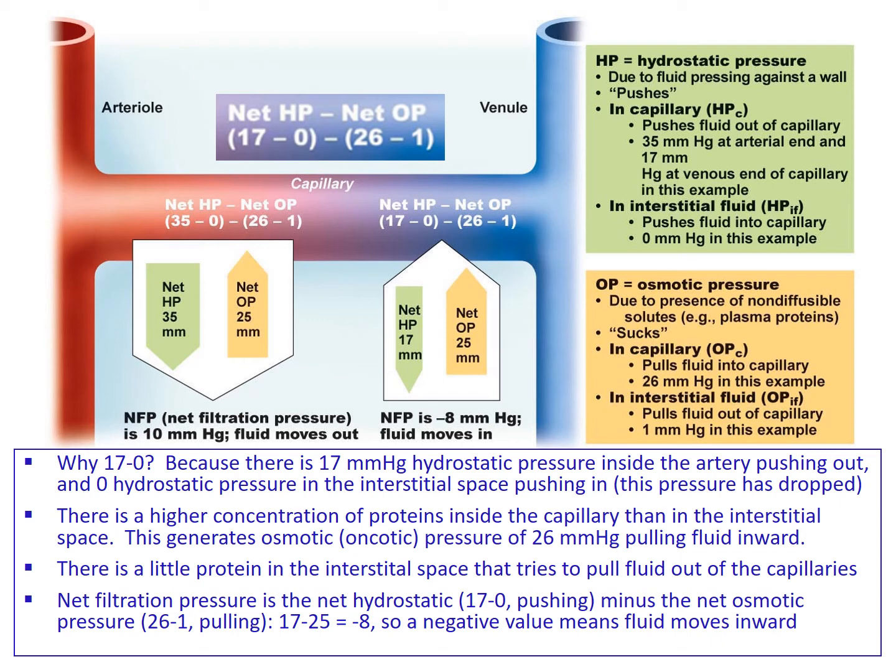Earlier we mentioned that about 20 liters of fluid are filtered per day through capillary beds and about 17 liters of fluid are reabsorbed back into capillary beds. So why is there a difference, 20 versus 17? This is the reason right here: your net filtration pressure at the arterial end is 10 out, and your net filtration pressure at the venule end is negative 8. 10 out, 8 in. It means that overall in the capillary bed, some fluid that's been pushed out on the arterial end doesn't get reclaimed at the venule end. This is the reason why we have lymphatic vessels to pick up the rest of the fluid.